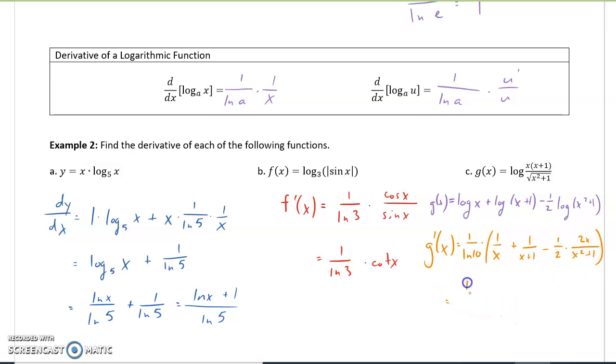So that'll simplify. The rest of this won't, unless we want to find common denominators, which I don't feel like doing, but you're welcome to if you like. The 2's cancel out, and we're left with this as our final answer. Great.